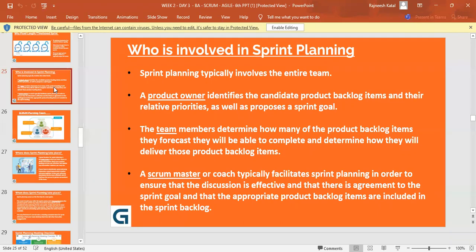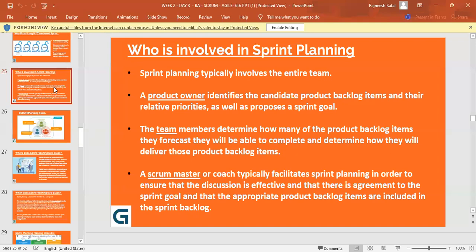Now I want all of you to read out the one-liner. Shoiba, can you just start with the first point? And we can just go one by one. Sprint planning typically involves the entire team. Okay, Vandana. A product owner identifies the candidate product backlog items and their relative priorities, as well as proposes a sprint goal. Okay, Babu, next point.